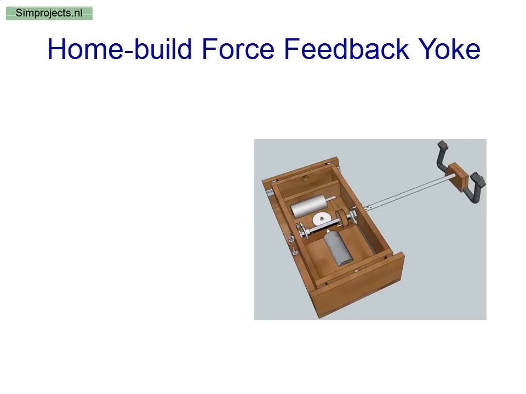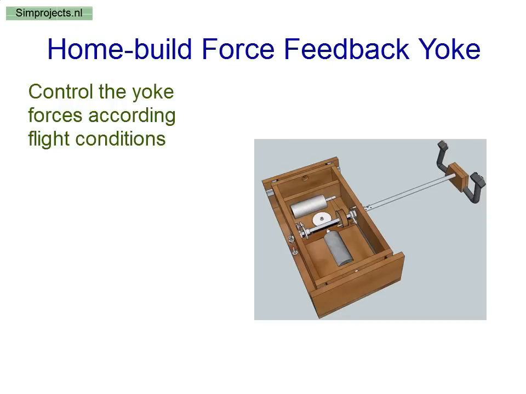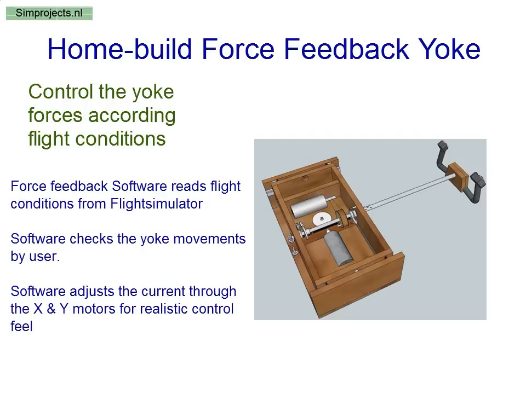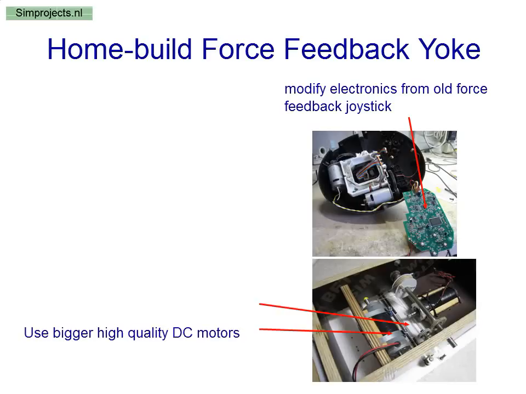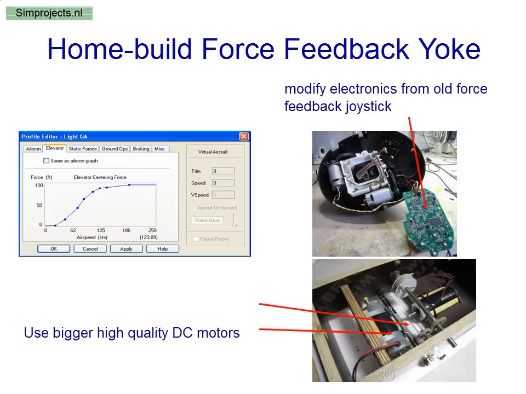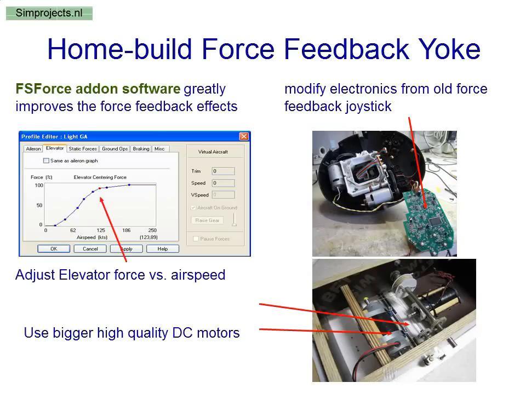I built my own yoke, which includes control loading. It means that the forces of the yoke will change depending on flight conditions. There are 2 DC motors in the yoke, one for the elevator force and one for the aileron force. For the electronics, I hacked a Microsoft Sidewinder 2 force feedback stick and increased the power output. For the force feedback software, I used FS Force, which creates realistic yoke force, including elevator trim force.